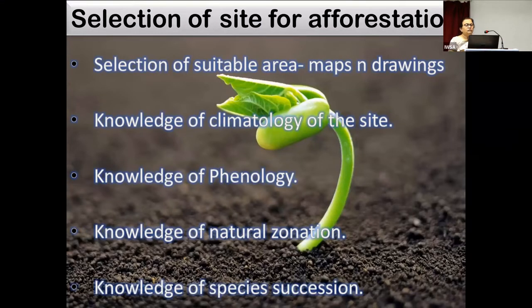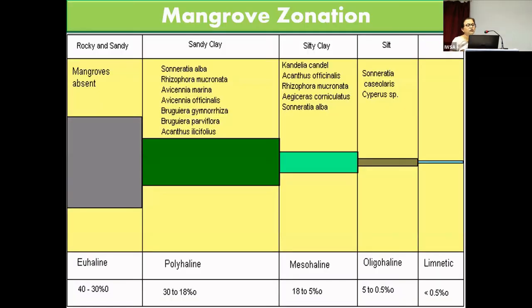It is a very significant aspect, that is, selection of site for afforestation. Selection of suitable area, maps and drawings are necessary for every site, because each site is unique and different as per salinity regime. Knowledge of climatology of the site is very essential. Knowledge of phenology, that is the art of observing reproductive phases, flowering phases, is very necessary for the eco-restoration program. Knowledge of natural zonation and species succession is also needed, because there are distinct zones in the mangrove habitat.